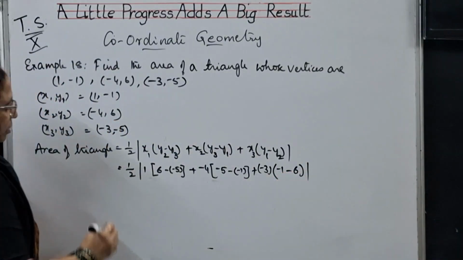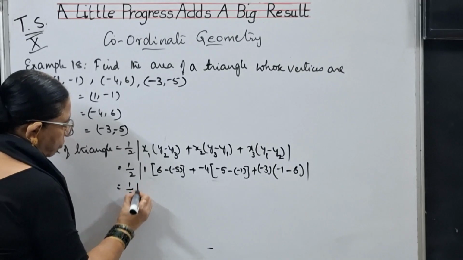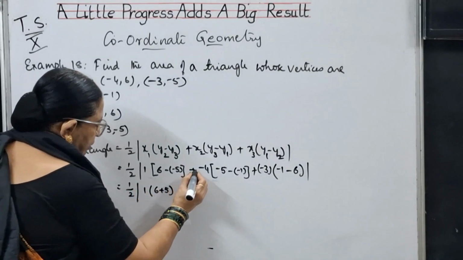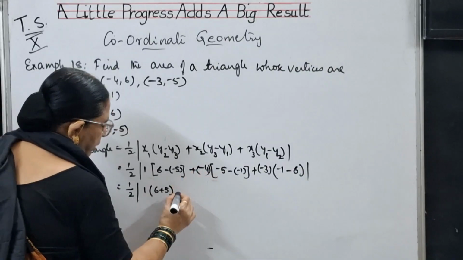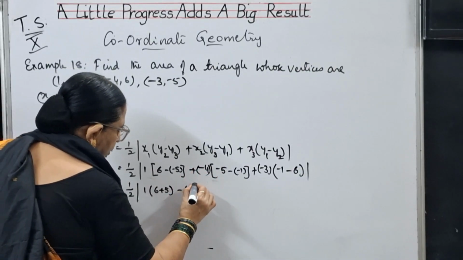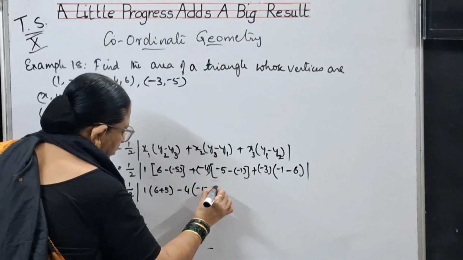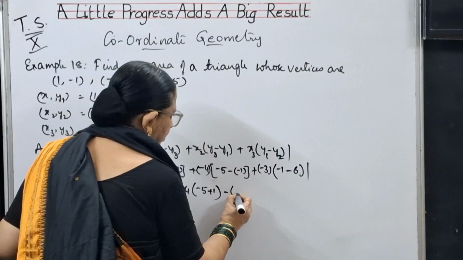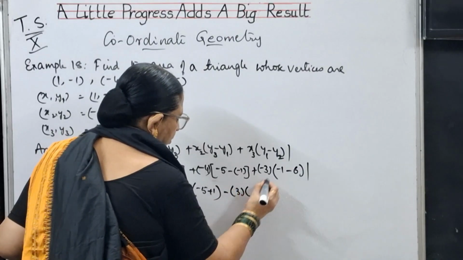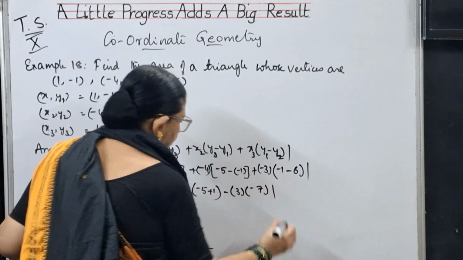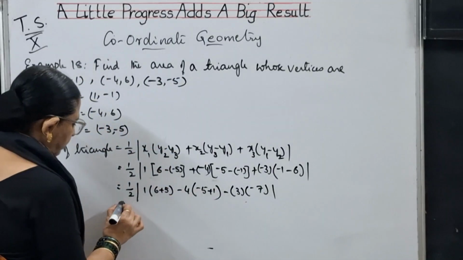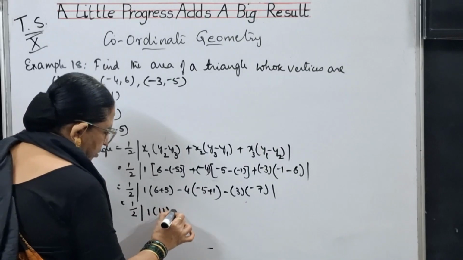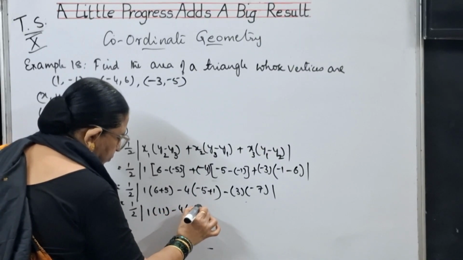See, you have taken the values. Now let us simplify. Half modulus 1 into 6 plus 5. This is minus 4, no? So plus into minus, you can write minus 4 into minus 5 plus 1. Okay? Again, plus into minus, minus 3 into minus 7. This is equal to half modulus 1 into 11 minus 4 into minus 4.